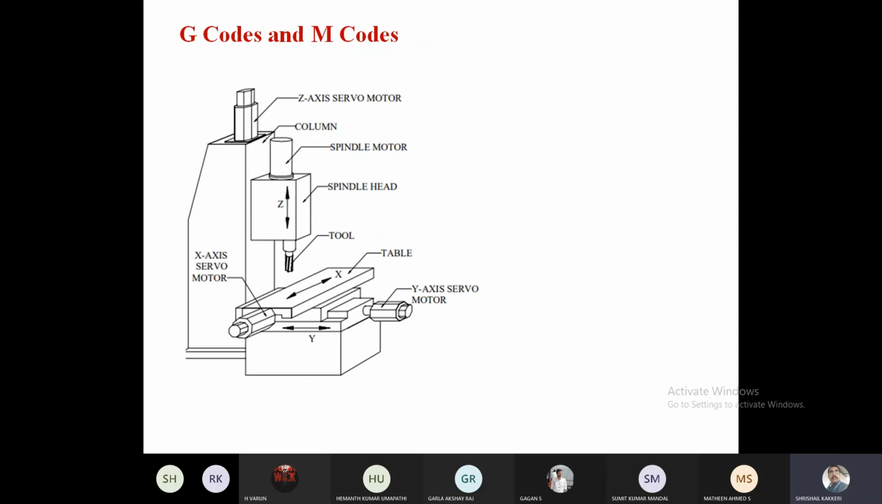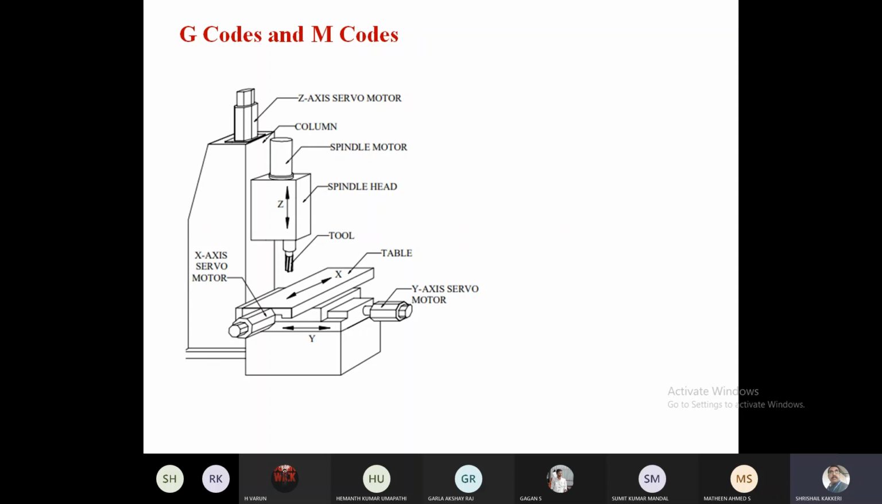And here you can see a small machine which I have shown, in order to make you generally understand what is the table, what is the tool, what is the spindle head, what is the column, and what is the x-axis, y-axis. All these have been given here. You can see this.